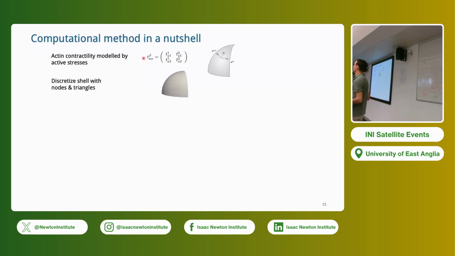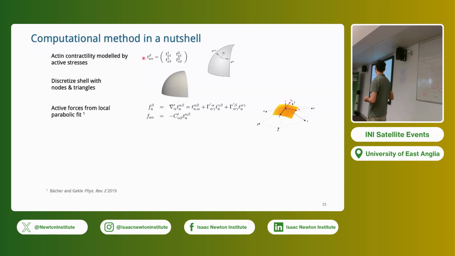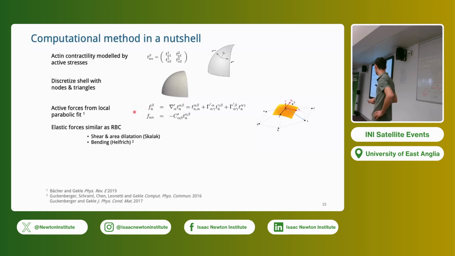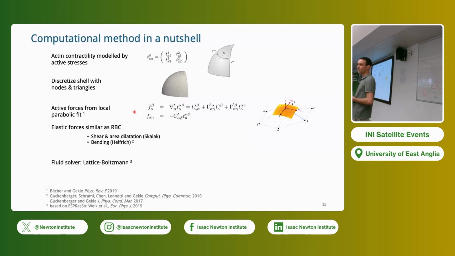We discretize with vertices and triangles, just as the red blood cell membrane before. We need to get from these stresses to the forces. That's where, for the bending case, this Laplace-Beltrami popped up. We're doing it a bit differently, but in essence, we have to take a surface derivative of these specified stresses. We do this with a parabolic fit. The elastic forces are similar to the red blood cell, with shearing, area dilatation, and bending rigidity. And the fluid solver is lattice Boltzmann.